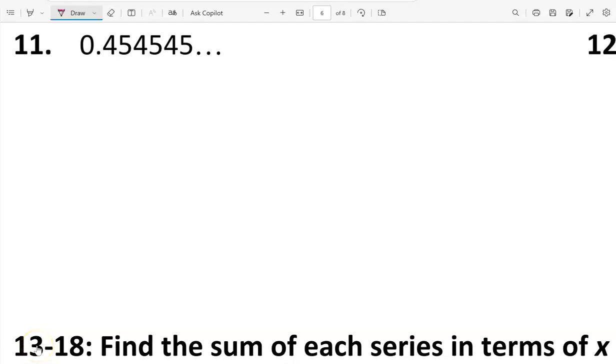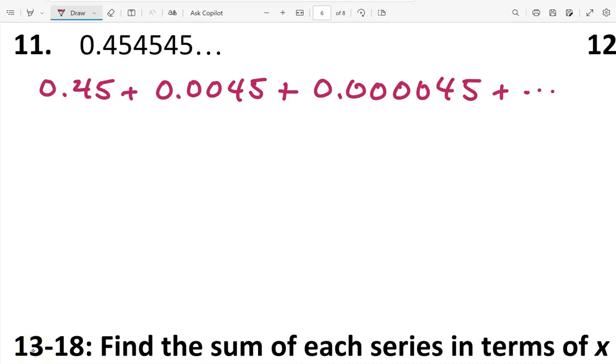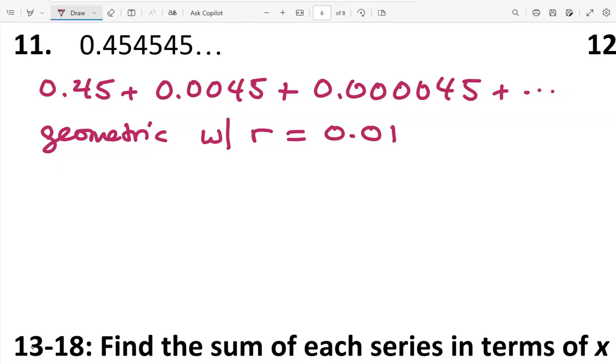The decimal 0.45 repeating can be expressed as an infinite series 0.45 plus 0.0045 plus 0.000045 plus etc., which is an infinite geometric series with a common ratio equal to 0.01. Since the ratio is a value that falls in between the numbers -1 and +1, the sum can be found using the sum formula for an infinite geometric series.